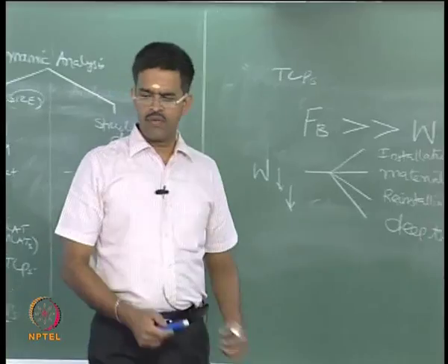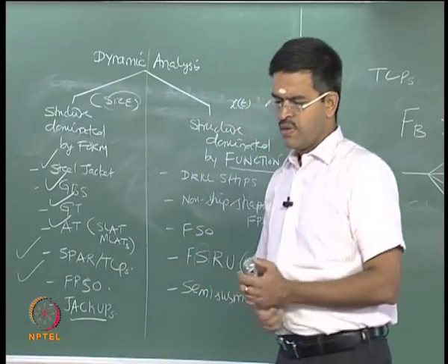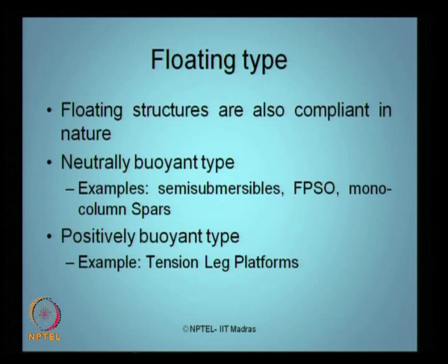So that is the innovative form as far as TLP is concerned, which is a positively buoyant type structure, whereas neutrally buoyant you have semi-submersibles, which depend upon the draft at which they are installed, and of course FPSOs and monocolumn spars.